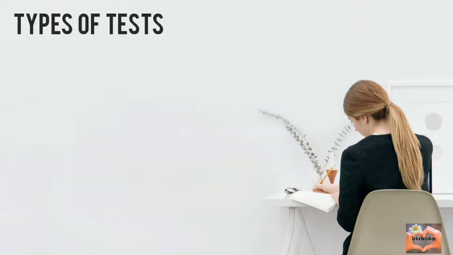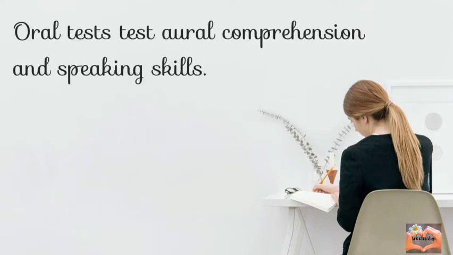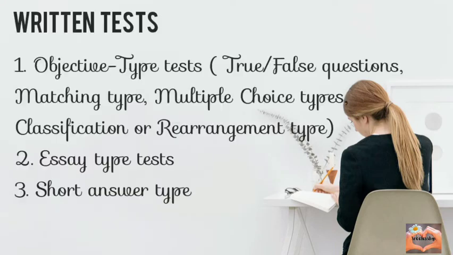Now let's look at the different types of test. Of course, oral test and written test. Oral test checks oral comprehension and speaking skills. And written tests are conducted to check levels of attainment in different areas of a subject. There are different types of written test. First one, objective type test. This includes true or false questions, matching type, multiple choice type, classification or rearrangement type, etc.